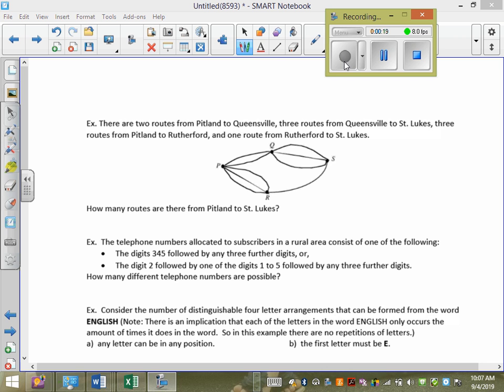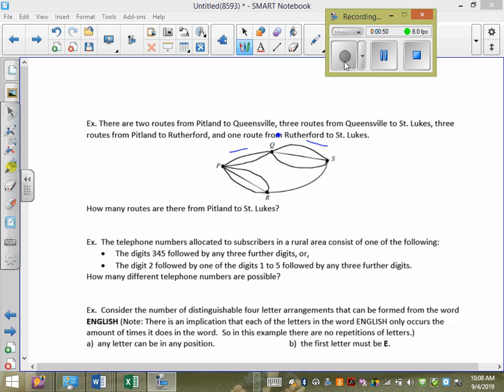So we can take either these routes, or we can take these routes, correct? Now we can use the fundamental counting principle because we have 2 different parts of the route to get from Pitland to St. Luke's, right? Through Queensland or Rutherford. Okay? So let's look at the top part. I have one part of a route, and I need to multiply them.